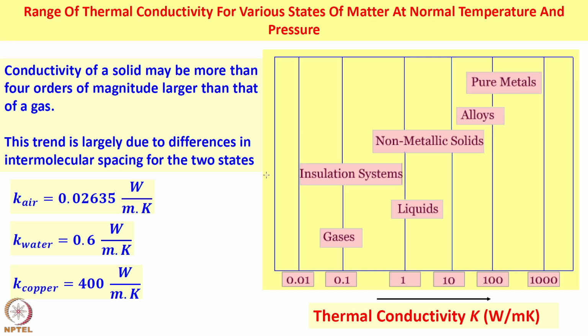Typical values that you see, something which you should kind of remember. I am not saying you need to learn this by heart, but metals will have values of the order of hundreds. Water is about 0.6, air is about 0.026, copper is about 400, aluminum is around 200, stainless steel is around 15. This is a graph which shows how thermal conductivity varies. Gases are here, liquids are somewhere here, solids are somewhere here, and pure metals are in the range 100 to 1000. Alloys would have slightly lower values. Non-metallic solids would be in the 1 to 10 or slightly more than 10 range.